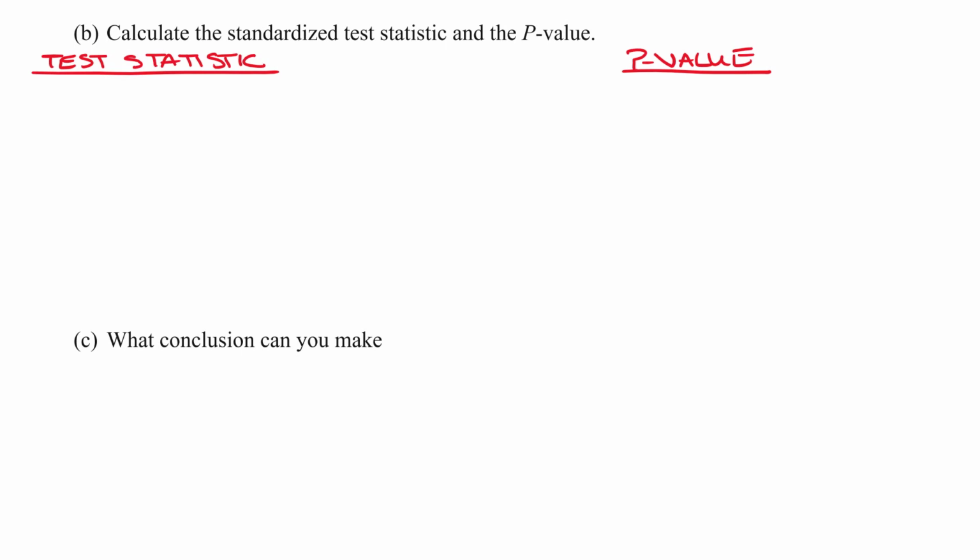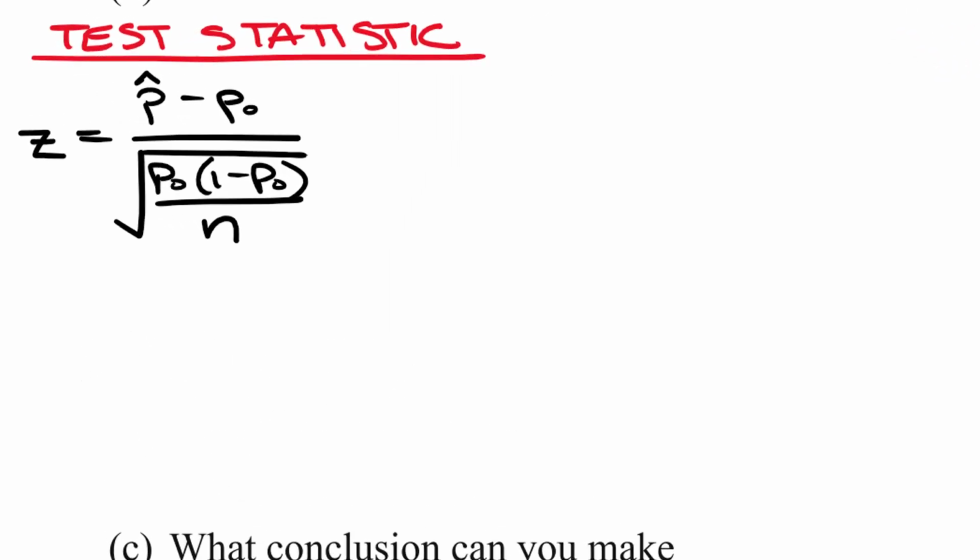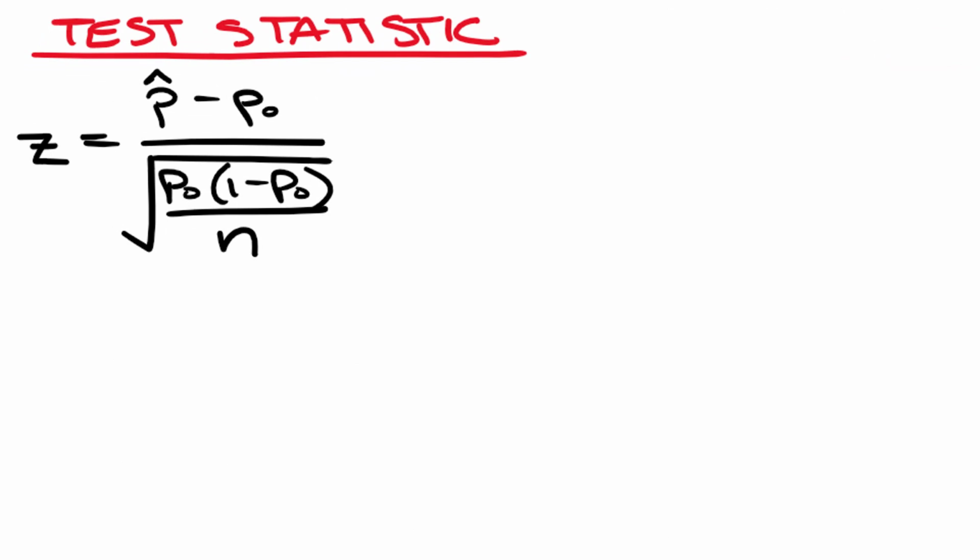Part B: calculate the standardized test statistic and the p-value. These two always come as a pair. And we calculate the test statistic first because that's going to be the boundary when we calculate our normal probability, our p-value. Like all of our calculation steps, we're going to show first our formula, then our substitution, and then our final answer.